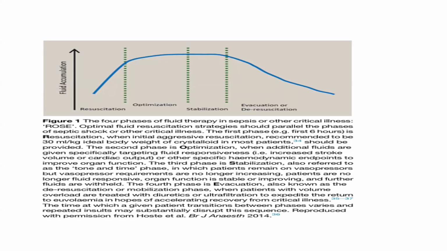The fourth phase is evacuation, also known as the deresuscitation and mobilization phase, when patients with volume overload are treated with diuretics or ultrafiltration to expedite their return to euvolemia in hopes of accelerating recovery from the critical illness. The time at which a given patient transitions between the phases varies, and repeated insults may substantially disrupt the sequence.